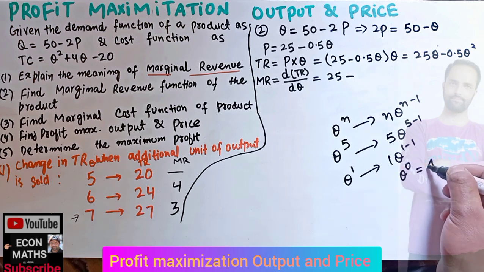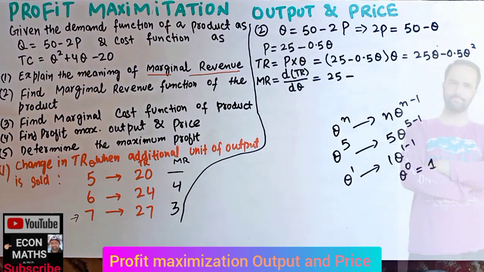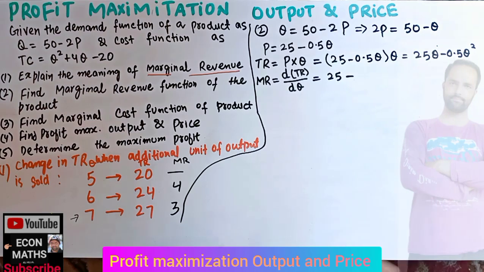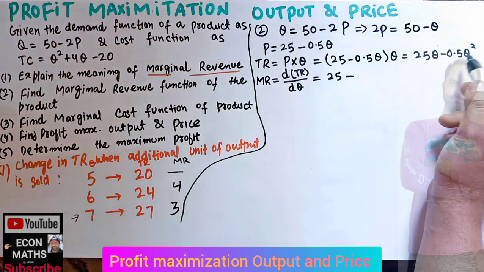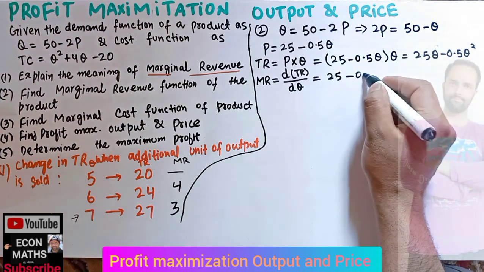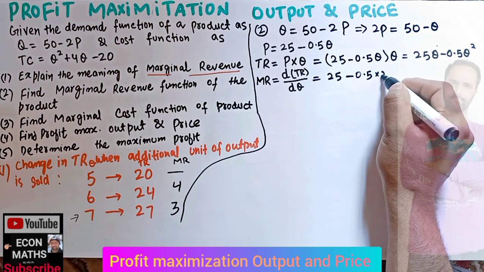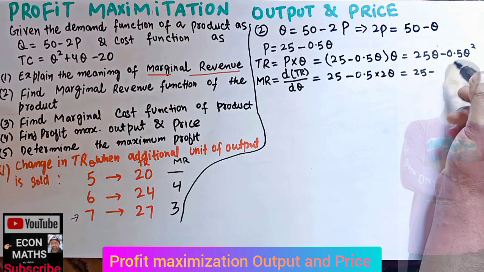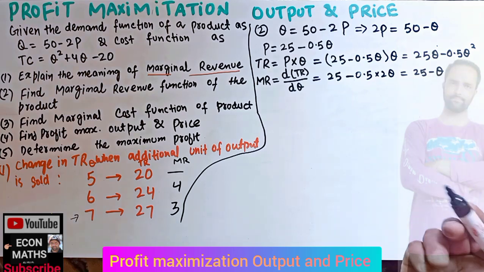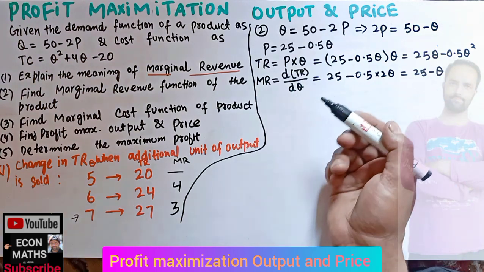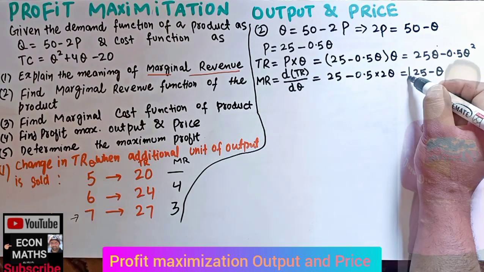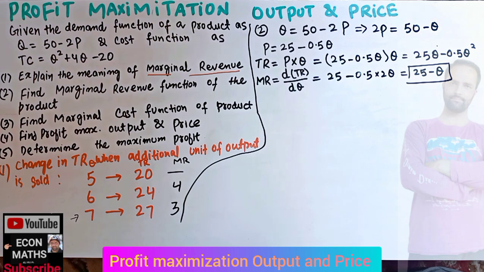Anything raised to the power 0 is equal to 1. That's why I write the derivative of q is 1. Okay, so a little explanation: this becomes 0.5 into 2q, which becomes 25 minus 0.5 into 2q. 0.5 into 2 is 1, so we will write 25 minus q. This is our marginal revenue. This is our marginal revenue function.